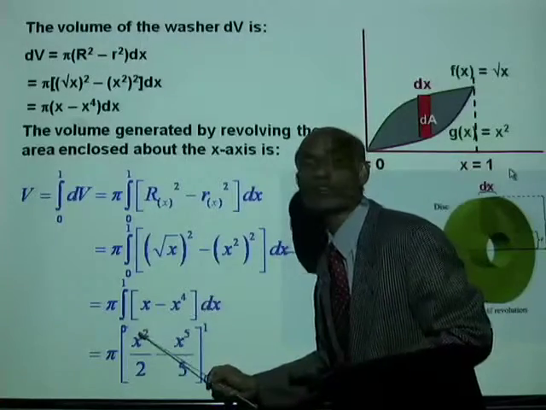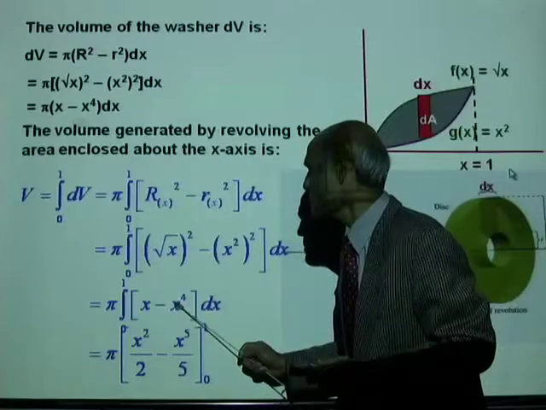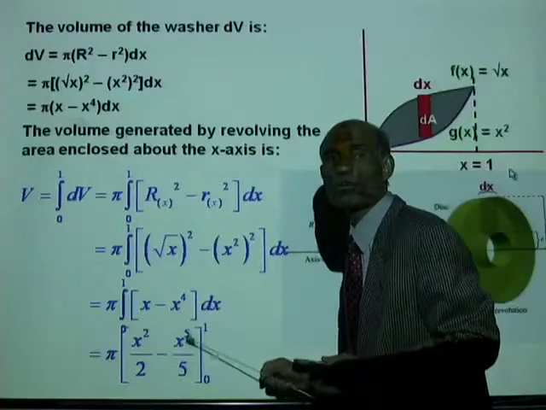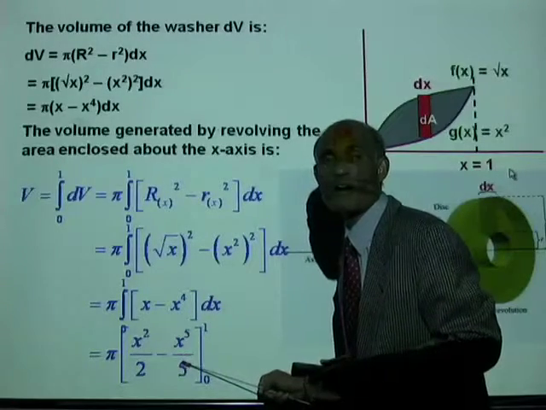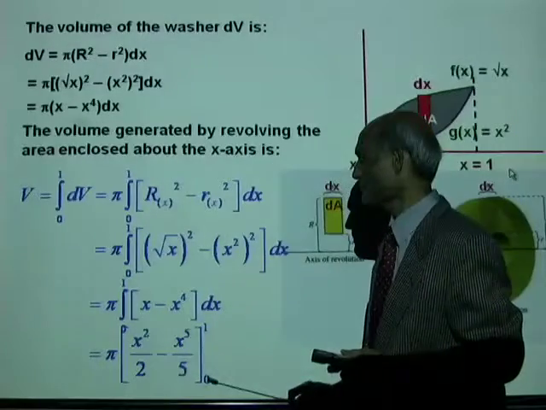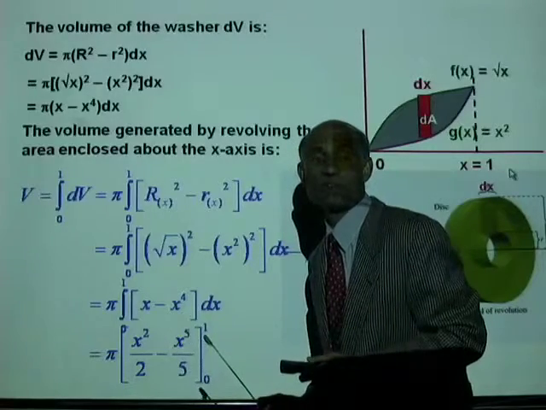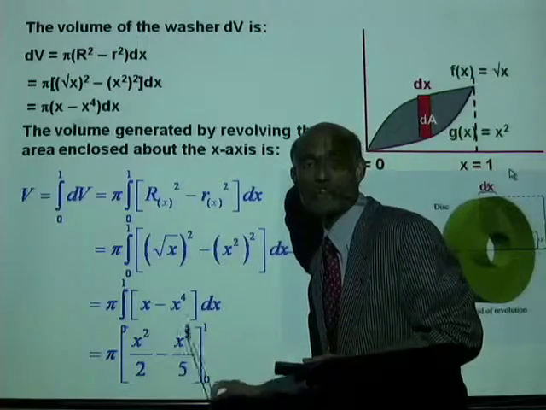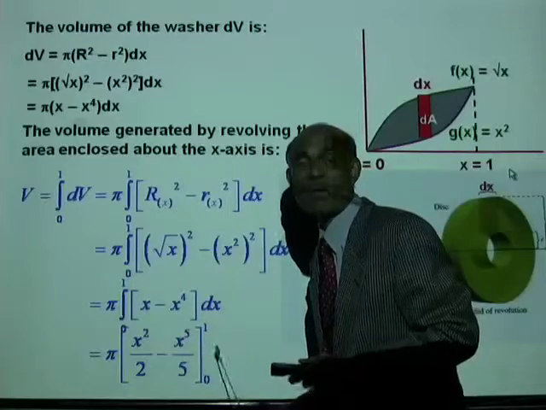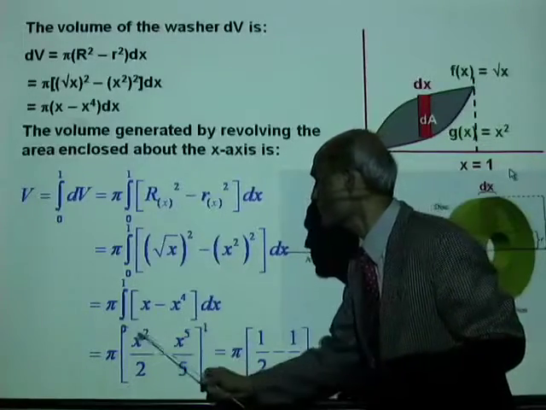Integral x dx is x squared over 2, minus integral x to the power of 4 dx is x to the power of 5 over 5, and that multiplied by pi. Alright. Now, find the value of that by using the upper limit minus the lower limit. So that will be pi times, put x equal to 1.